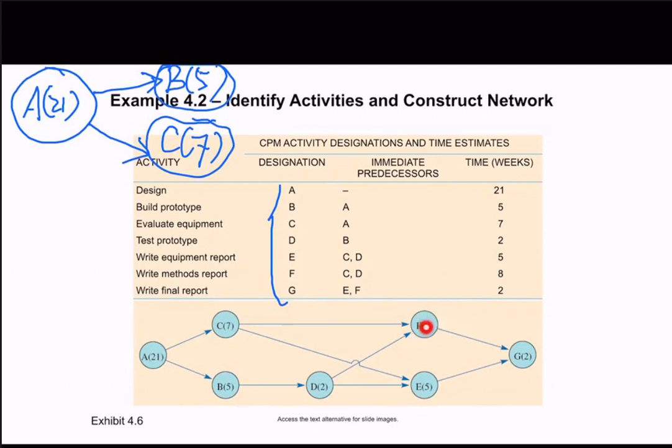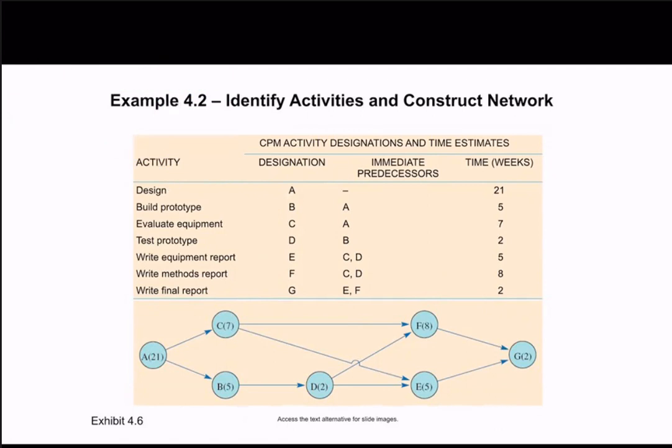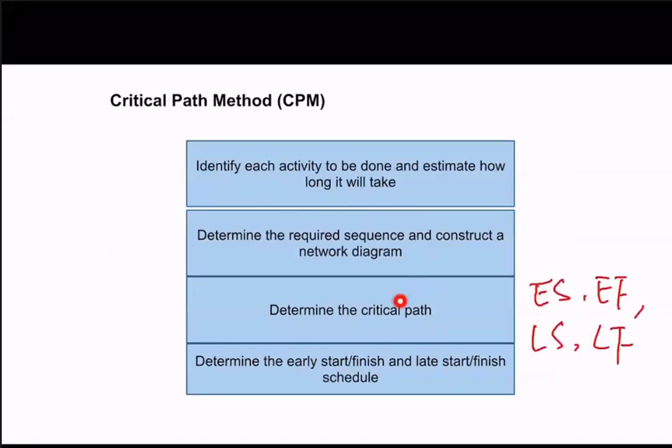So F also has 2 formal activities that need to be done before it starts. And G is followed by E and F. So after you write these 2 reports, you will be able to write the final report. So this is how we draw the network diagram. And the next step, you may need to determine the critical path.